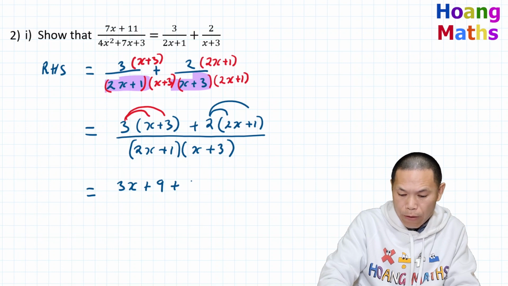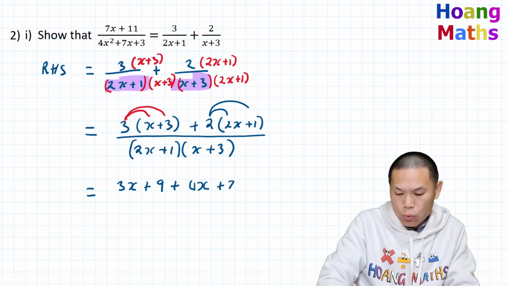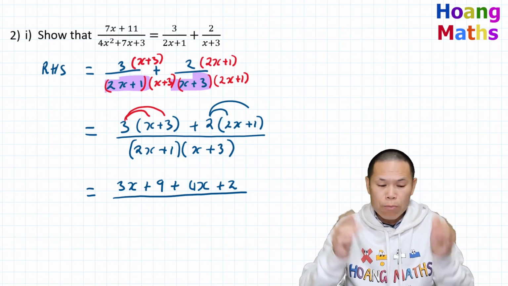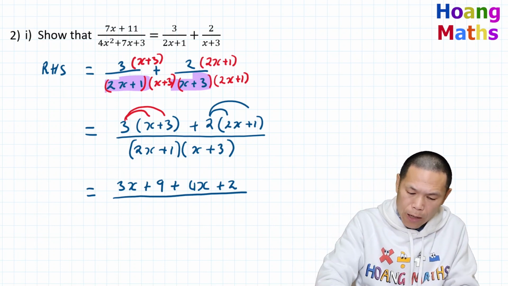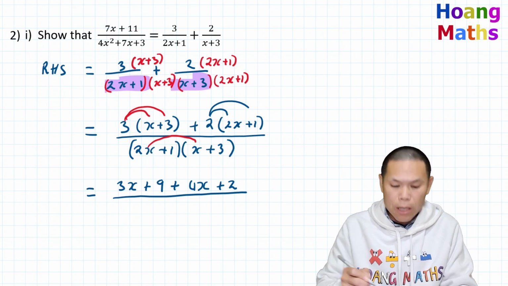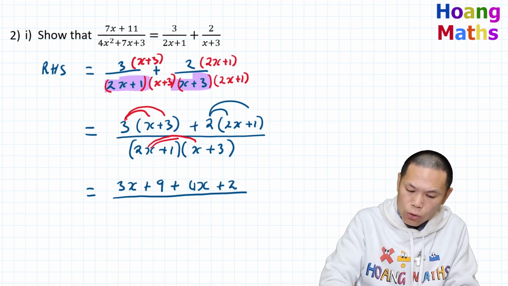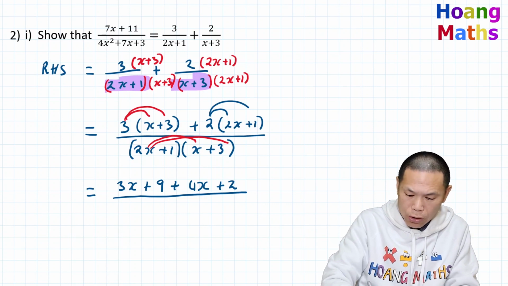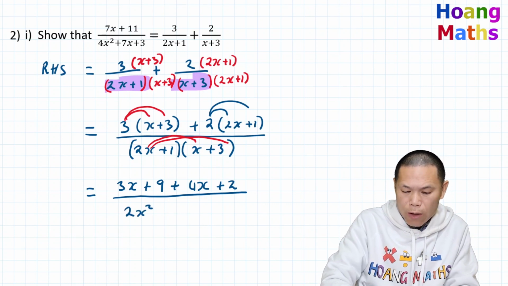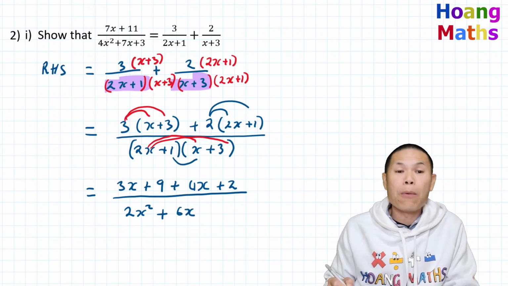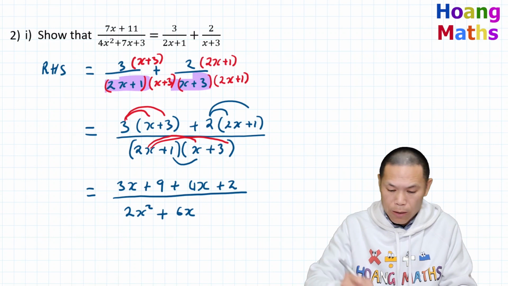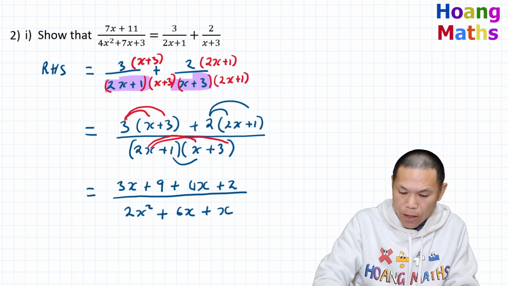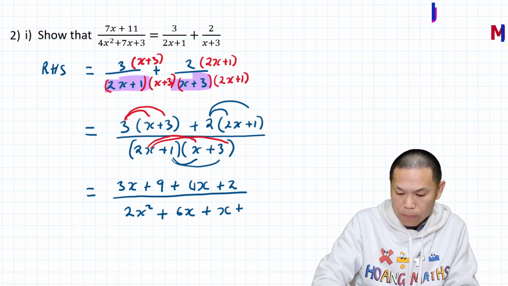So we add 4x and we add 2 over. Now the bottom, we just remove the brackets by expanding it. And 2x times x gives me 2x squared, and 2x times 3 gives me 6x. So we add them up, okay? So 2x squared, we add 6x. And then we go x times 1, or 1 times x, gives me x. And then 1 times 3 gives me 3.